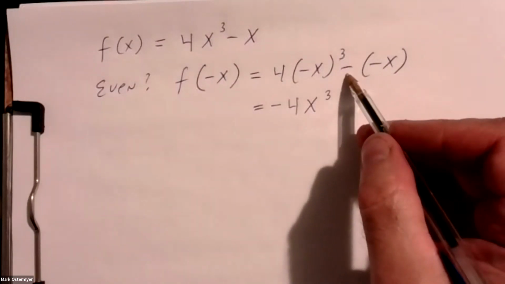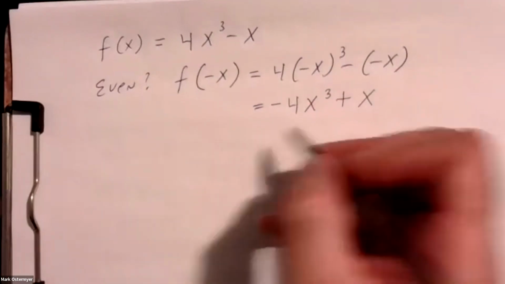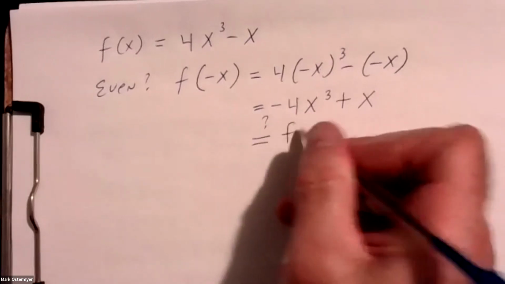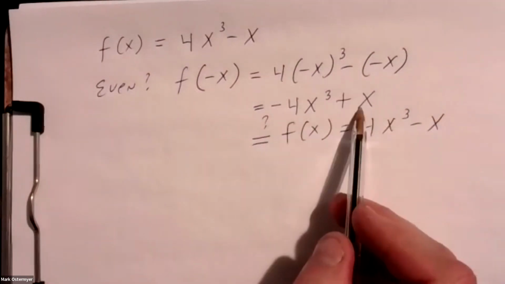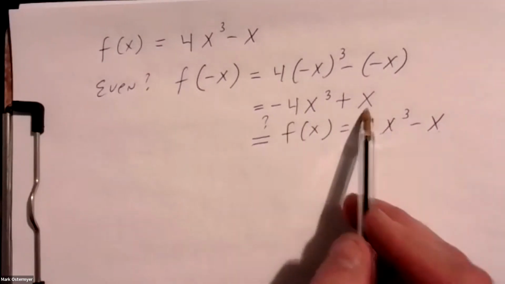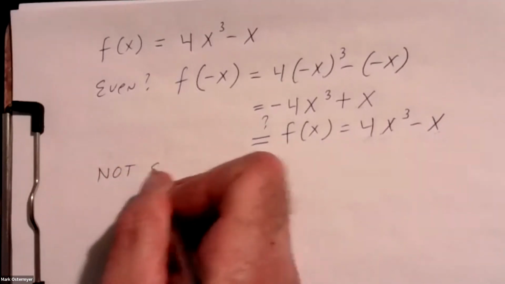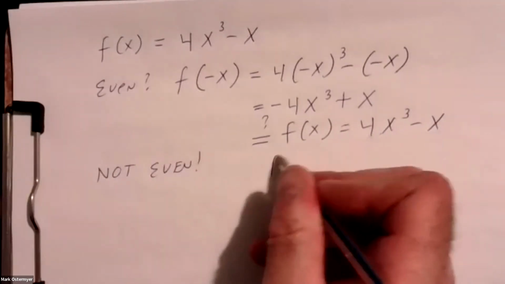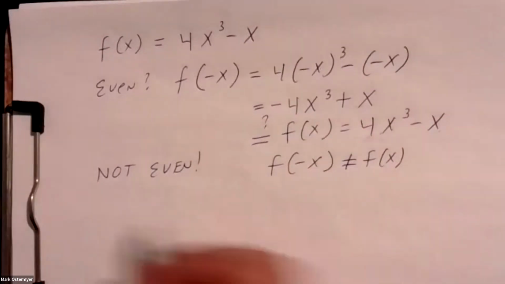What's the negative, or the opposite, of a negative x? Positive x. Ladies and gentlemen, when I simplify this, do I get back my original function, f of x, which is 4x cubed minus x? Is this the original function? This is not equal to the original function. So therefore, this function is not even, because I was unable to show that f of negative x is equal to f of x. In fact, f of negative x is not equal to f of x. So it's not an even function.